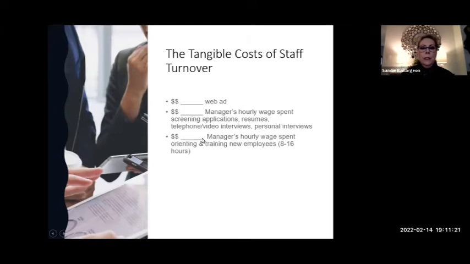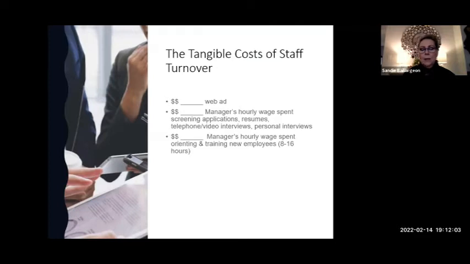You've got to think about how much it is costing you in your manager's hourly wage spent screening applications, resumes, and telephone or video interviews. That's what I'm doing: video interviews, or personal in-office interviews as well. All of that takes a lot of time, and I'm currently in the process of hiring for a couple of my clients, and it's difficult. Sometimes it can be a full day, and sometimes the applicants don't even show up for the video interview. So you just have to be prepared for putting up with all of this.